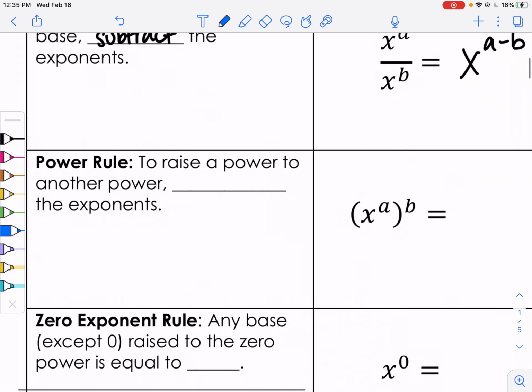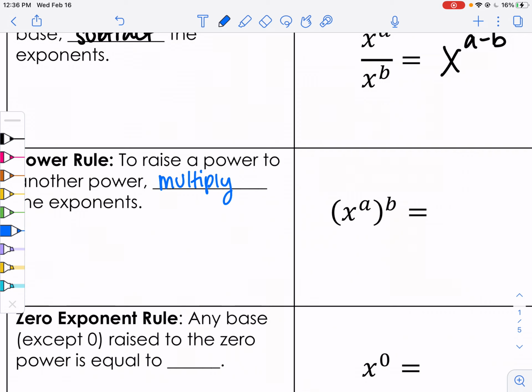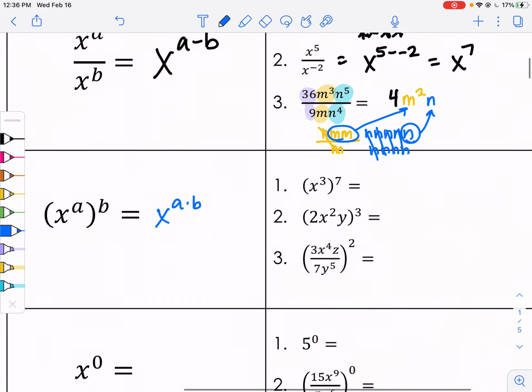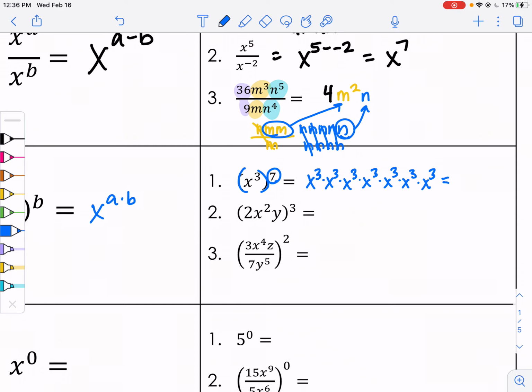For the power rule, to raise a power to another power, we multiply the exponents. When we see something like x to the a, to the b power, it's x to the a times b. On this first one, we have 7 of these things: x to the third, x to the third, x to the third, 7 times. You can see the immediate need for exponents because I don't want to write all those out. Each of these would break into 3, and I'm not going to write them all out because there are 21 of them. So x to the 21. We do 3 times 7 to get 21.